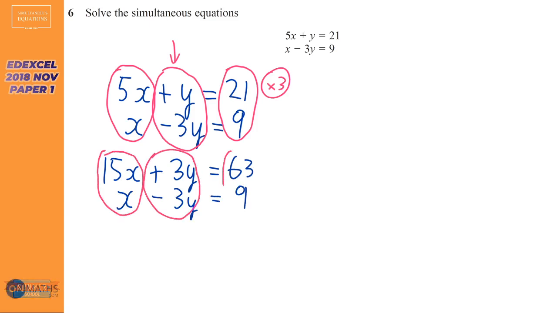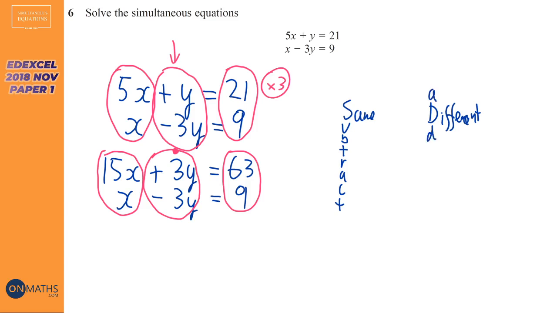Now, the next step is when the coefficients are the same, which they are, ignoring signs for this one, I look at whether the signs are the same or different. If they're the same signs, we subtract the equations going downwards. If they're different, we add. Simple as that. Same, subtract; different, add. Now these are different, so we're going to add going downwards. So we're going to add those, then add those.